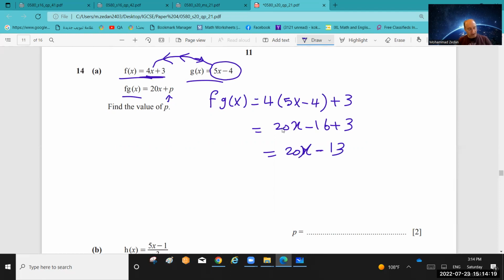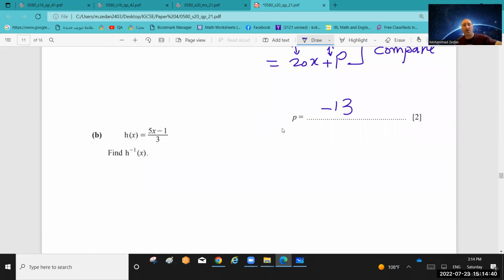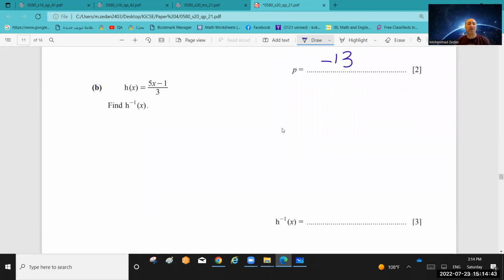Okay, 20x minus 13. By comparing this answer with 20x plus b, b is negative 13. Just compare. Compare means the coefficient of x must be the same and the constant term must be the same because it is the same answer. This is another function h. Find the h inverse. Name the function y. y equals 5x minus 1 over 3. After that, just switch x and y. So write 5y minus 1 over 3 is equal to x, and solve for y now.